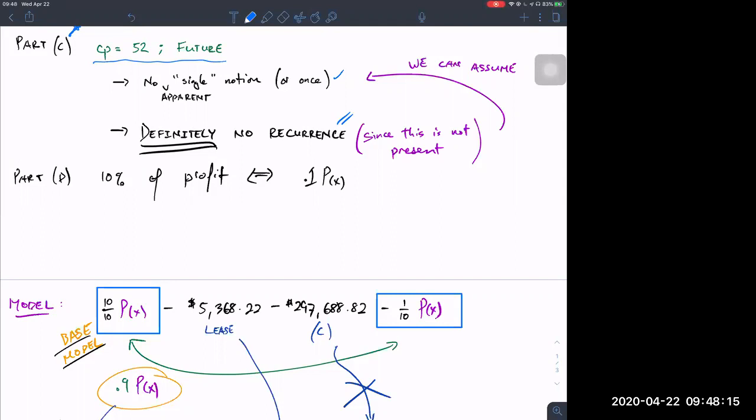There has to be some notion of multiple payments, multiple deposits, or the deposits have to match the compounding period. So in this case, there's 52. So I would have said weekly deposits, or whatever you want to call it. And then now in purple, I said, since this is not present, because it has to be there to assume annuity, it's safe to assume that it's a single time deposit.